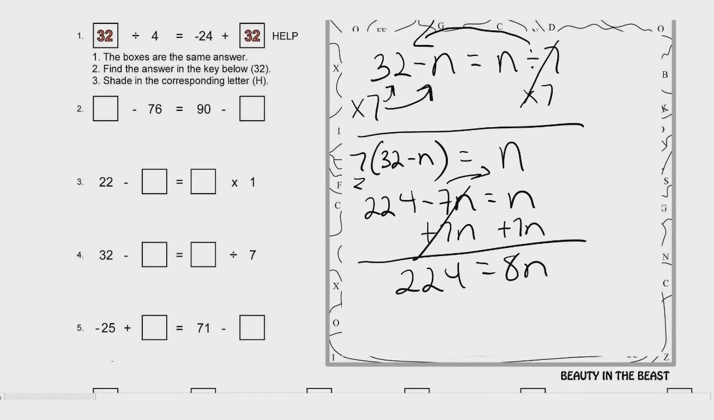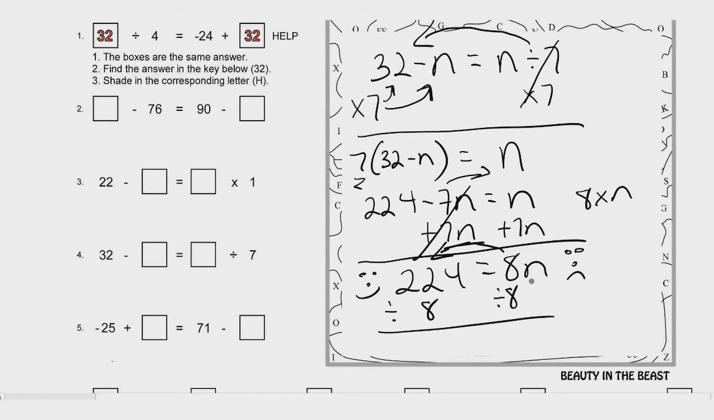And we're almost finished, and you just think to yourself, wait, who can I move? Well, the 8 and the n are both unhappy because you have a variable next to a number. The 224 is happy, and the 8 says, I'm coming your way. I want to get away from that n. So 8 next to n is 8 times n. The opposite is division. So we're going to divide both sides by 8.